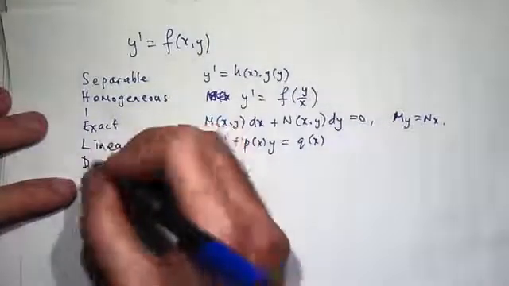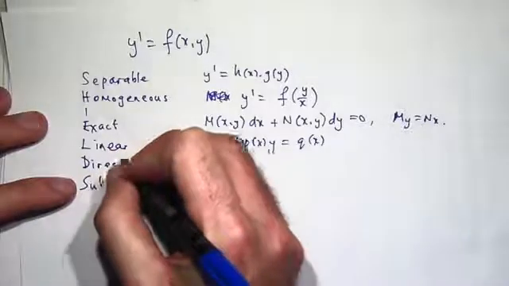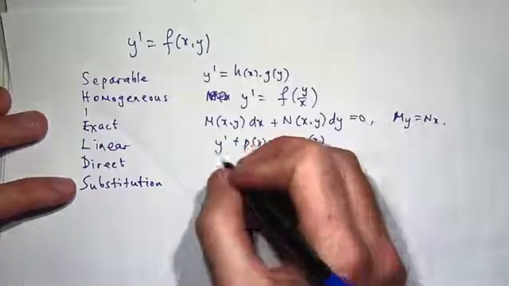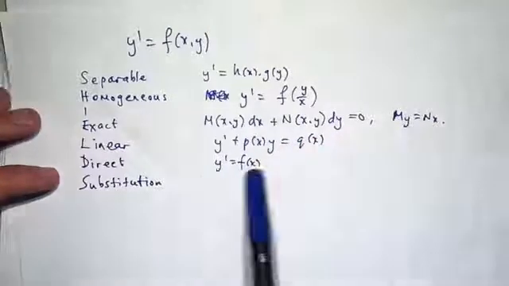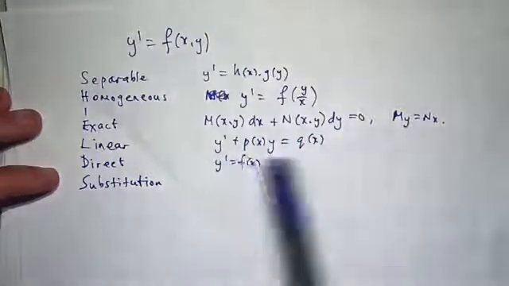Now, by the D here, I mean you can solve the differential equation directly. In other words, just by direct integration. So y prime equals f of x, well, you just integrate both sides, right?